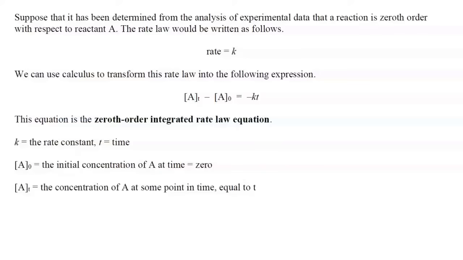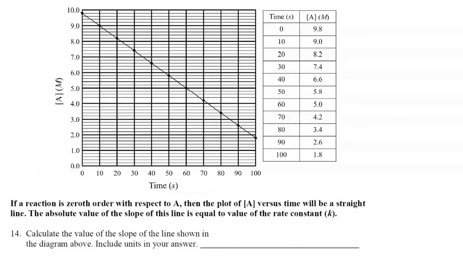We can use calculus to transform this rate law into the following expression. This equation is known as the zeroth order integrated rate law equation, where K is the rate constant, t is time, concentration of A subscript 0 is the initial concentration of A at time 0, and concentration of A subscript t is the concentration of A at some point in time equal to t. So here we don't have to make any transformations like natural log or 1 over the concentration. It already is a straight line.